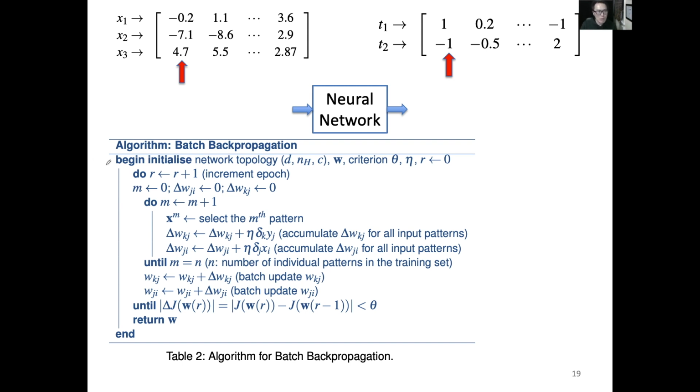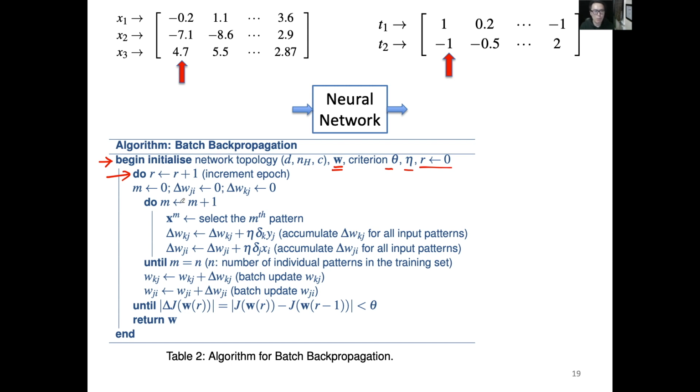For the batch mode backpropagation, we start with the same line, that is to initialize the network topology, D and H as well as C, and then initialize the connection weights of this neural network, the stopping criteria, the learning weight, as well as the counter. The counter, R, has an initial value of 0. We call this the increment epoch. When we first enter this do loop, R becomes 1. It indicates that this is the first epoch.